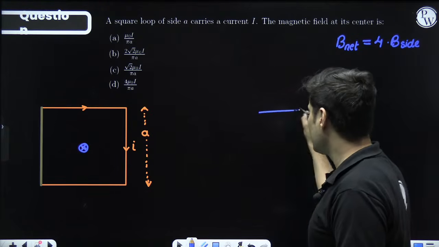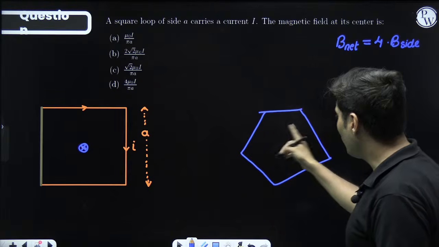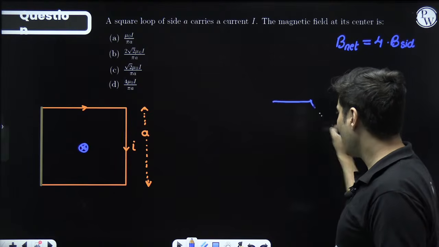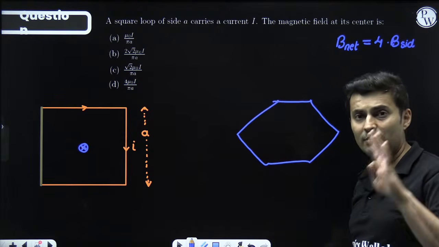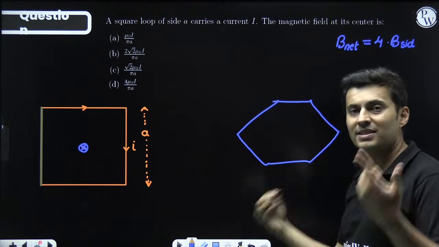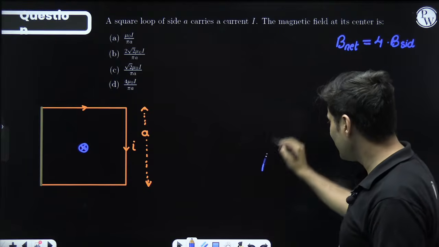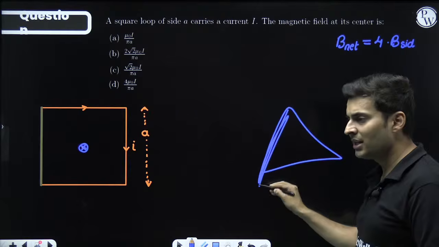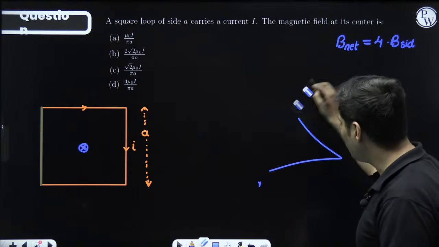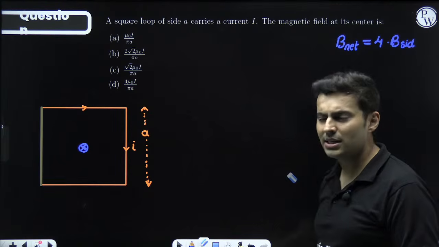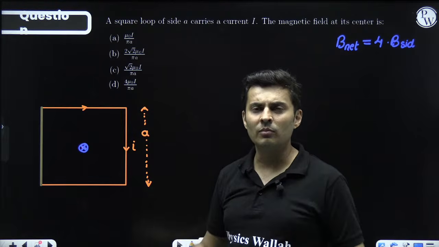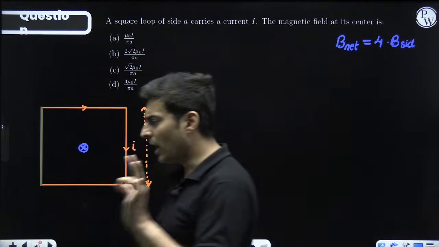Believe me, if this was a pentagon, then I would have just multiplied it by 5 because every side will contribute the same. If this was a hexagon, then I would have taken one side and multiplied it 6 times because I know each contribution will be equal and it will come 6 times for the entire figure. If this was a triangle, I would have taken one contribution and just multiplied it 3 times to find out the net field. That's all. So for all the geometries which are regular in nature, you just find the contribution due to one side and just multiply it with the number of sides. That's all. So how do I find that?